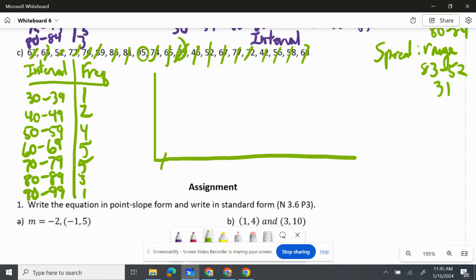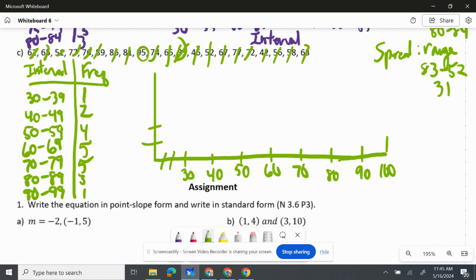So I'm not starting at 0. So I'm going to put the 2 slashes, and I have 30, 40, 50, 60, 70, 80, 90, and 100. My highest frequency is 5.